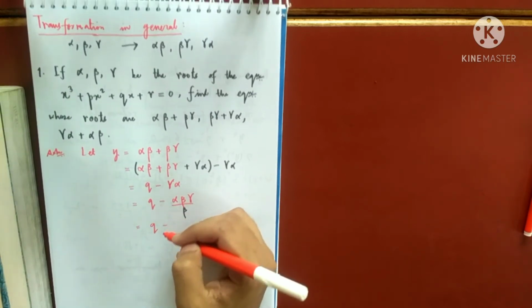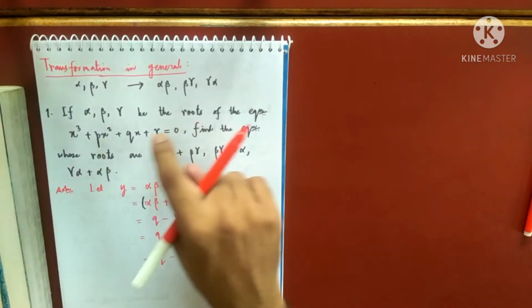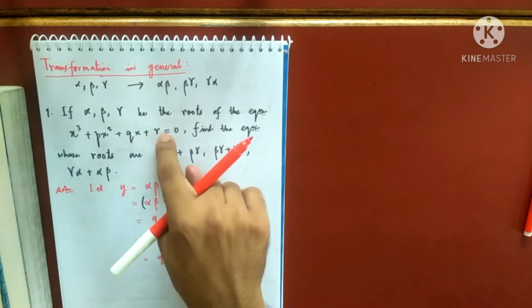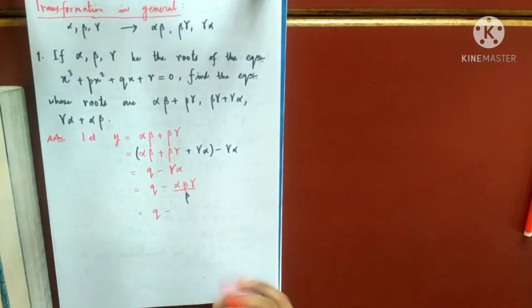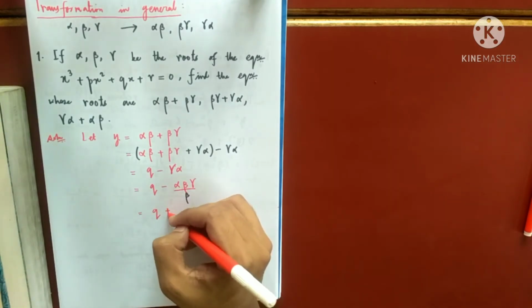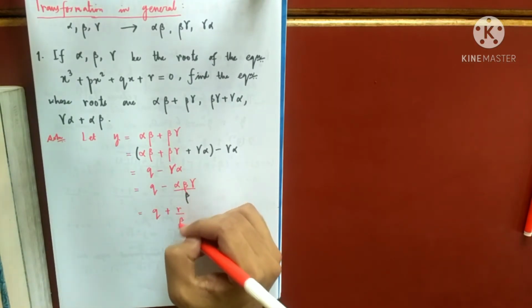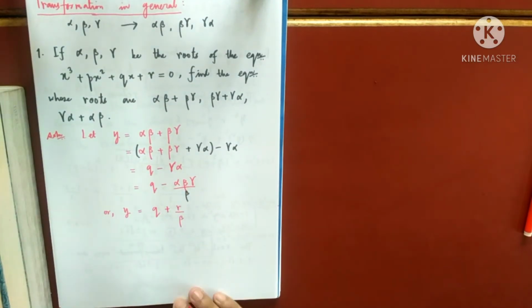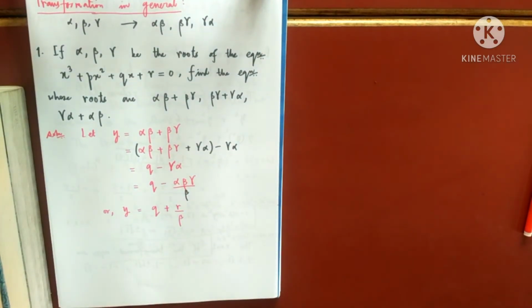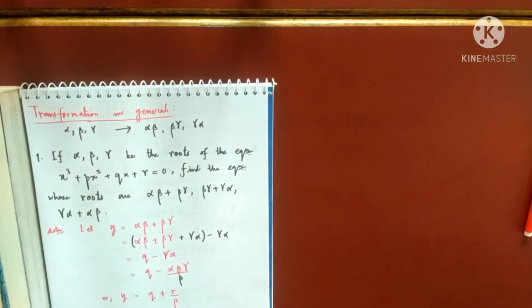I also know what alpha beta gamma is. So it is minus, plus, minus, plus. Sorry, minus, plus, minus. So this is minus r. So this will become plus r by beta. So this is my y. This is my y expressed only in terms of beta. Okay, so this should be your first task while doing transformation in general.